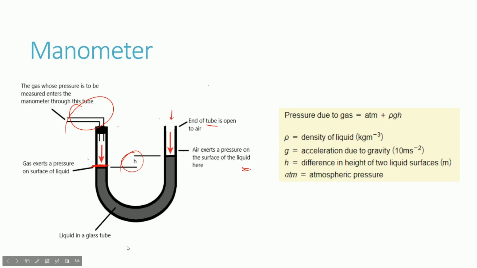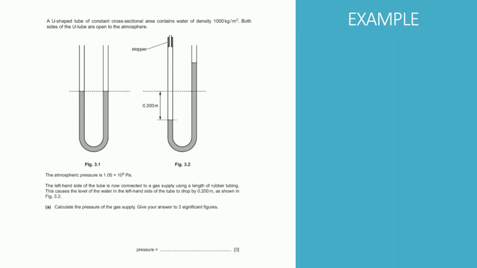But here, the pressure due to the gas, the formula we're going to use is atmosphere plus rho gh, and h being the difference in the heights between the two tubes. Okay, so let's have a look at that.